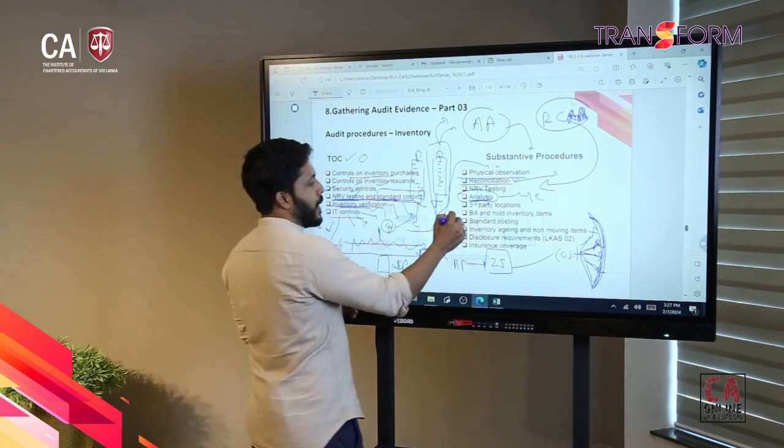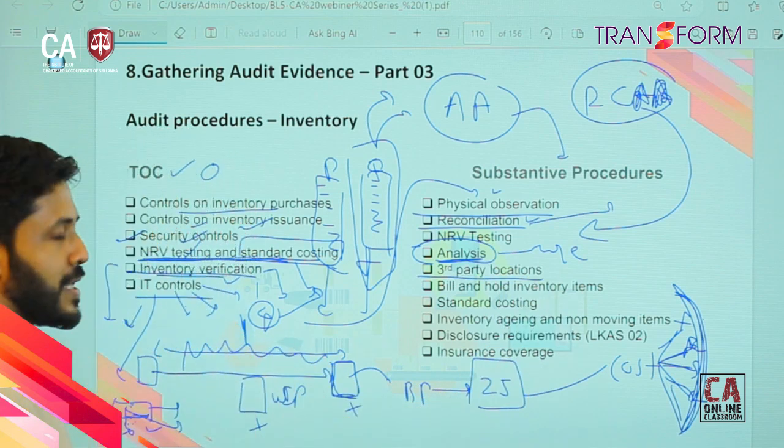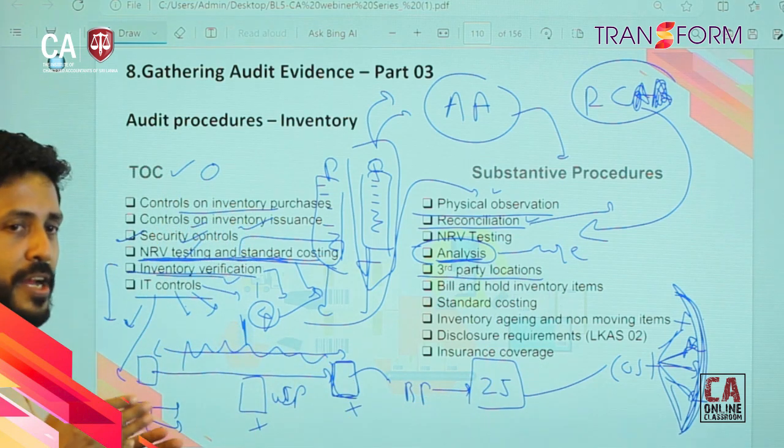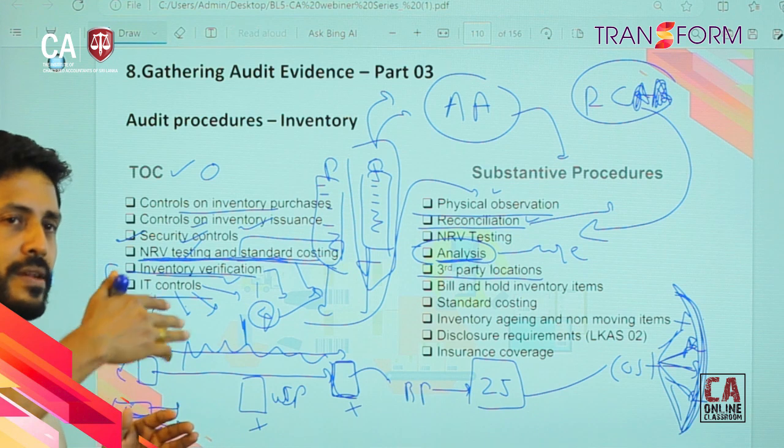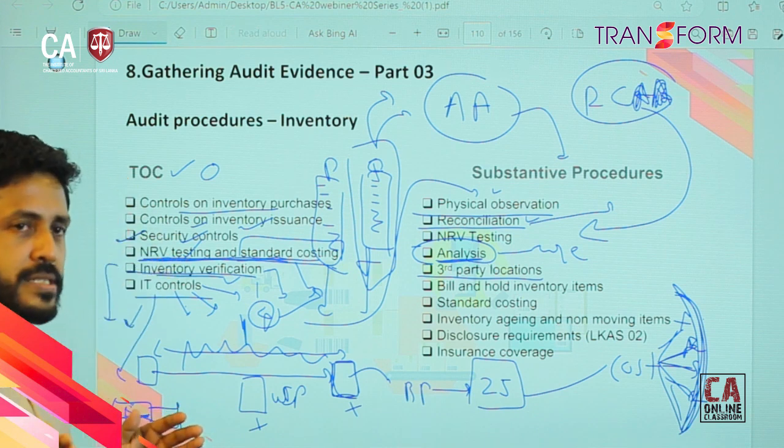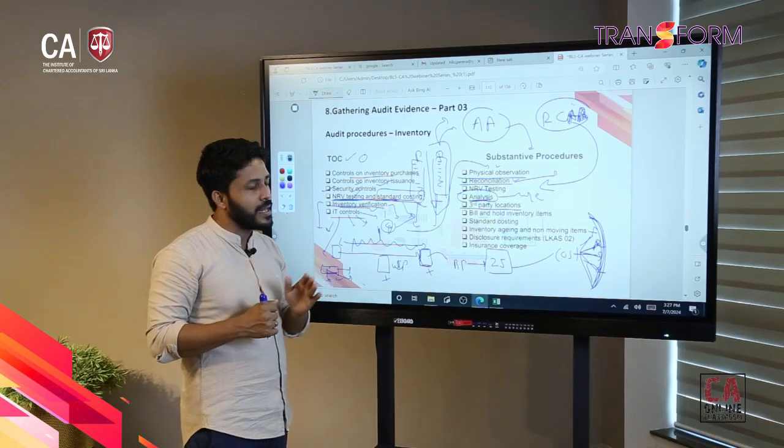And then third party locations. To ensure the completeness, your inventory items may be in different locations. Your location may have some of the items and you may have different outstation warehouses. You have to count that as well.